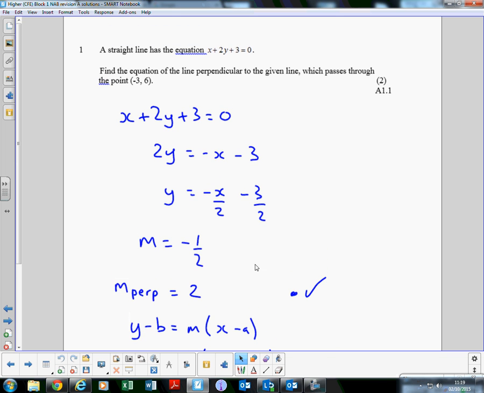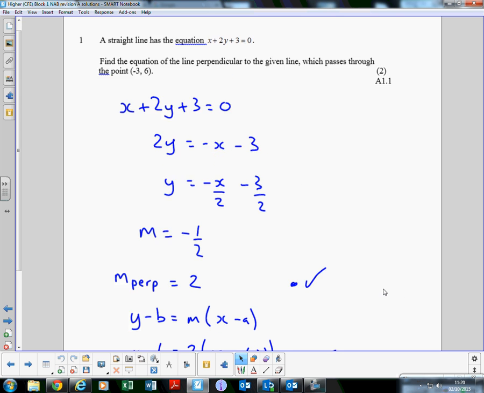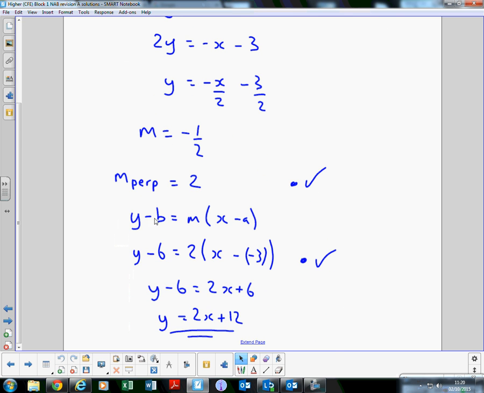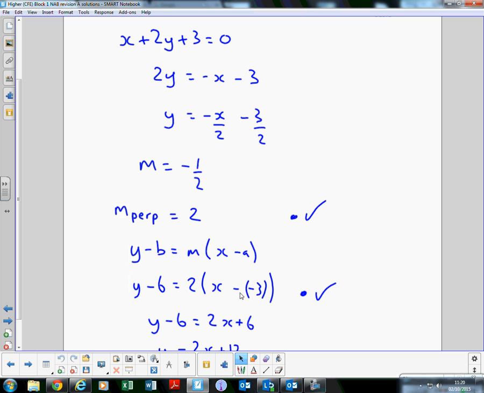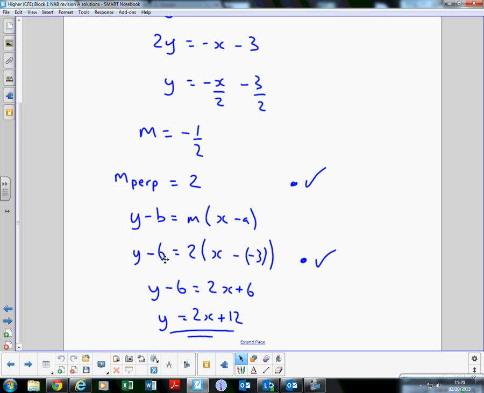So the gradient of the perpendicular line will be 2, because we know the product of the gradient of a line and the gradient of a line perpendicular to that is always -1. So the perpendicular gradient is 2, because 2 times -1/2 is -1. We also have the point (-3, 6). So we'll just substitute the values into the equation of a straight line. So y minus 6 is 2 times x minus -3. And then we can just expand the bracket and put it into that format.